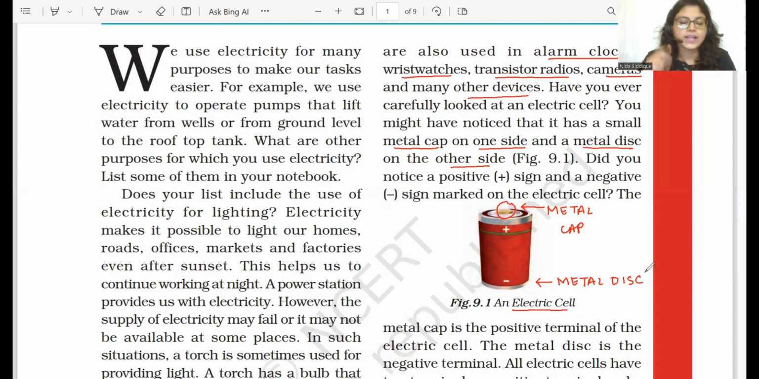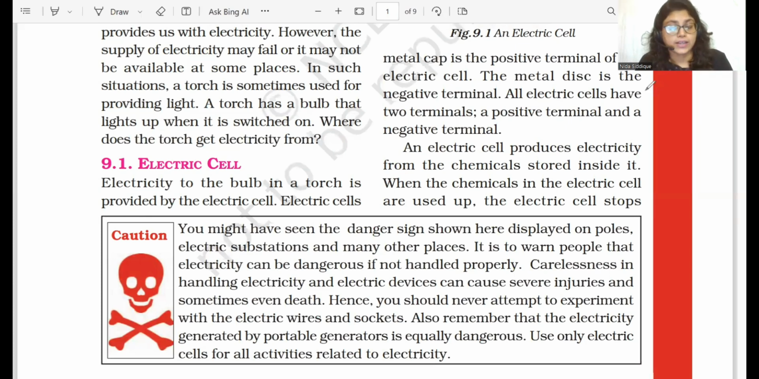You will also observe that there is a positive and negative sign marked on this electric cell. So this metal cap area is marked as positive, and that flat metal disc area is marked as negative. So this middle cap part is the positive terminal of the electric cell, and the flat part is the negative terminal of the electric cell. All the electric cells will have these two terminals. They are going to have a positive terminal and a negative terminal.